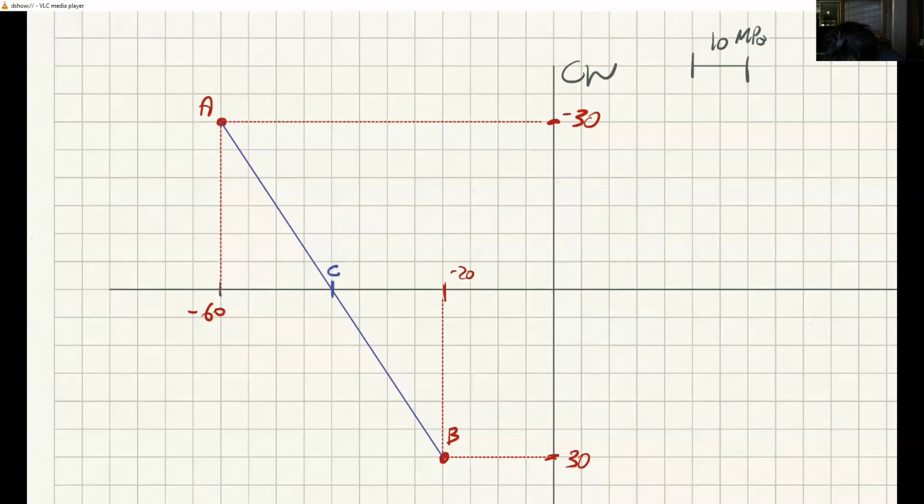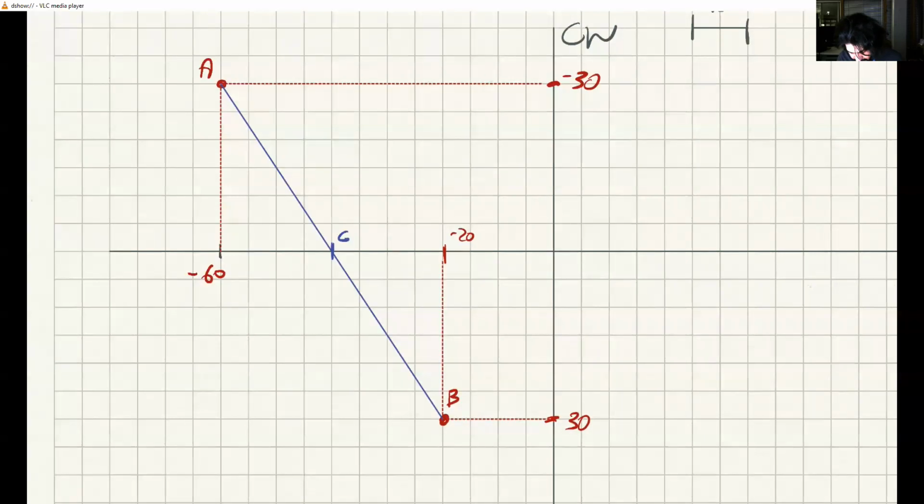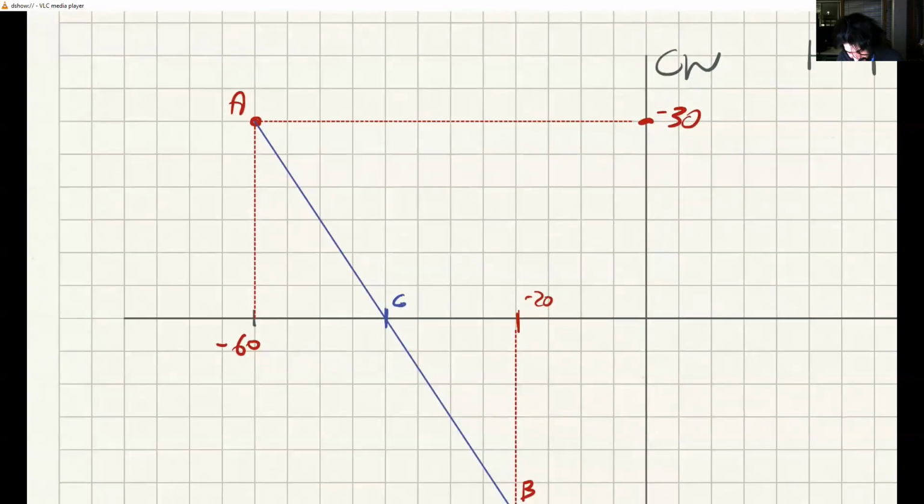Now the center C must lie on the sigma axis, because we have minus 30 and plus 30 here. So this is also a diameter, because the circle is symmetric around the sigma axis, having minus 30 and 30, because A and B both belong to the circle. And so the center must lie on the sigma axis. So now that we have the center and A, I can point my compass here and here and draw the circle.